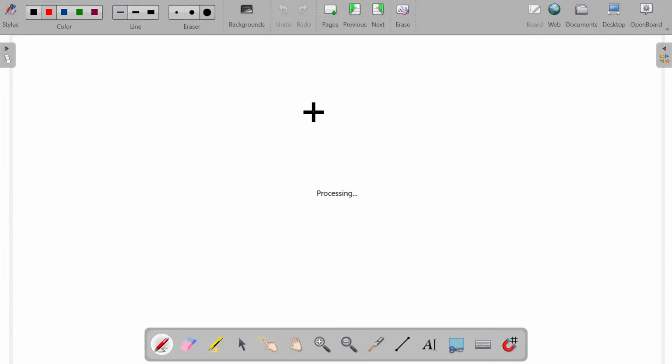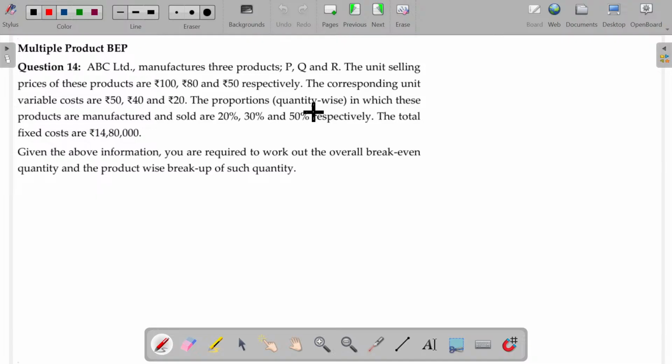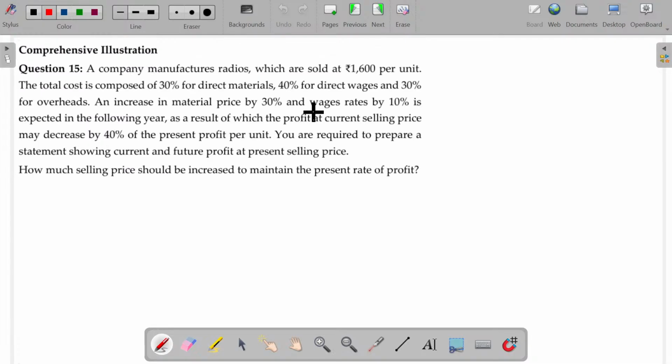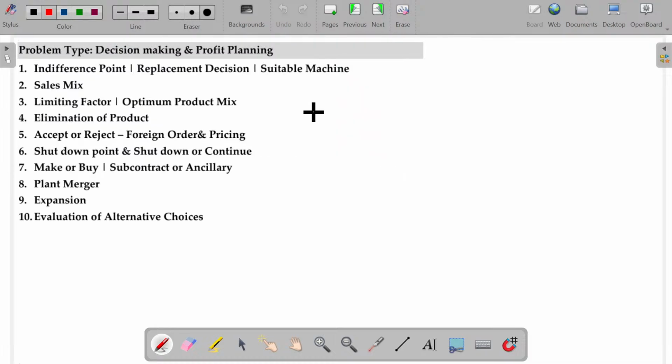So I think up to question number 14, 15, it's a comprehensive list. Up to the 15th question is common for all. And this problem type, decision making and profit planning, is especially for the CMA Group 2. A part will be available for the CMA Group 1 also, right?